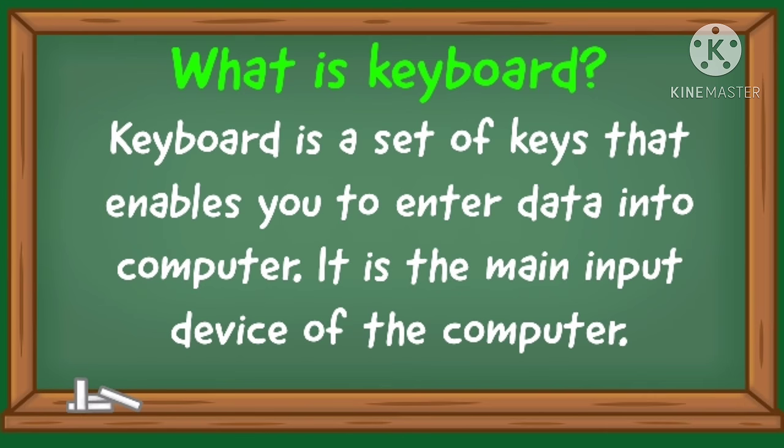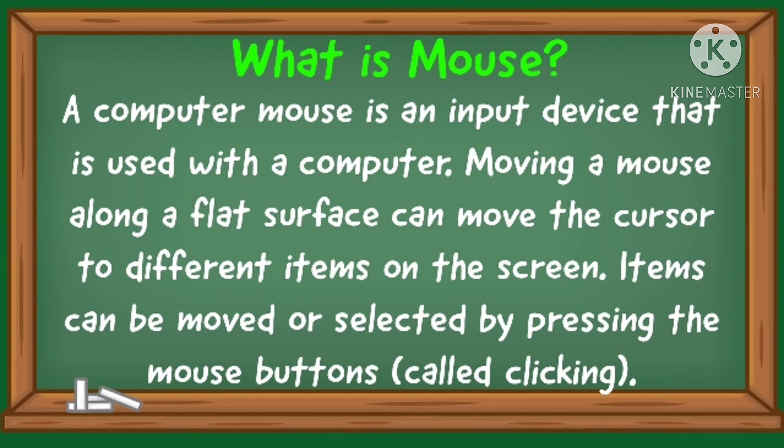What is keyboard? Keyboard is a set of keys that enables you to enter data into computer. It is the main input device of the computer. What is mouse? A computer mouse is an input device that is used with a computer. Moving a mouse along a flat surface can move the cursor to different items on the screen. Items can be moved or selected by pressing the mouse buttons called clicking.